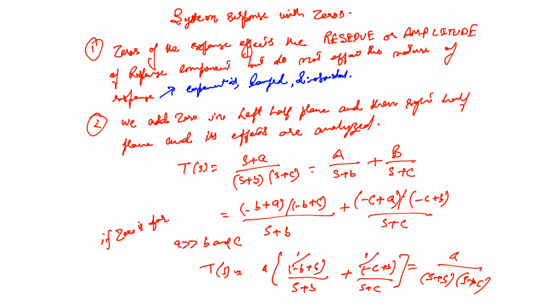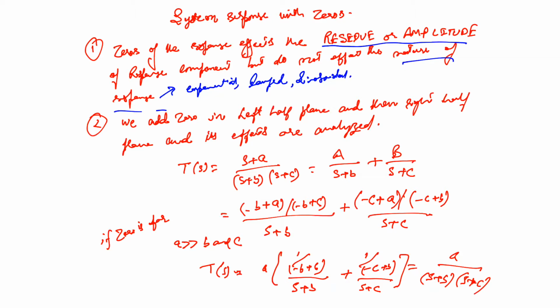Now, in the previous lecture, we studied the system response with the poles. Now we study the system response with the zeros. We have seen that zeros of the response affect the residue, or the amplitude, of the response component, but do not affect the nature of the response.